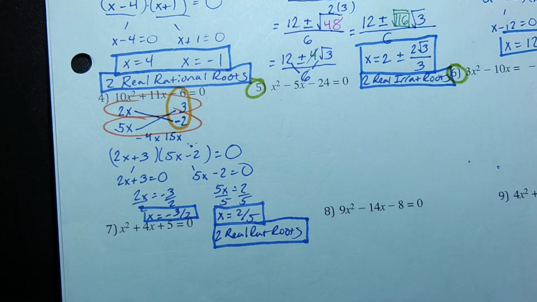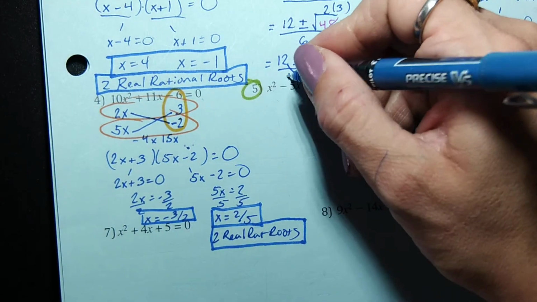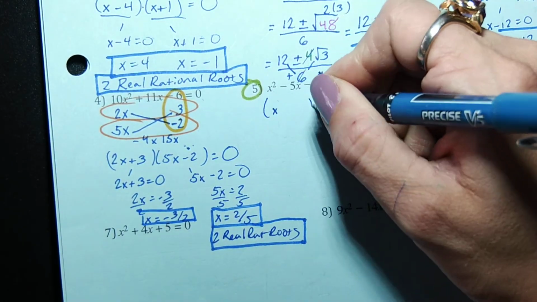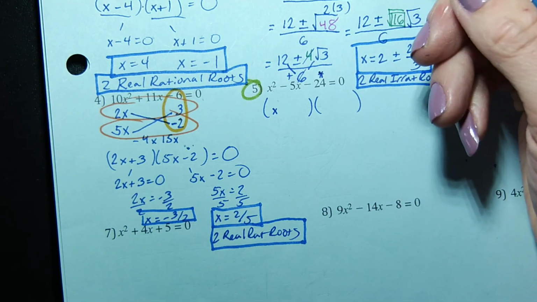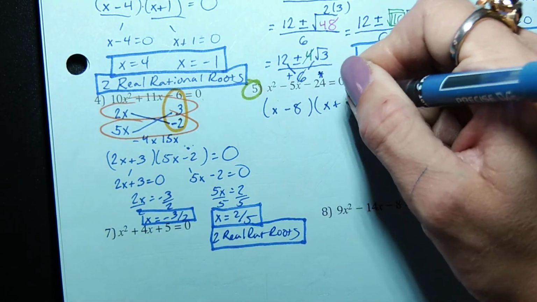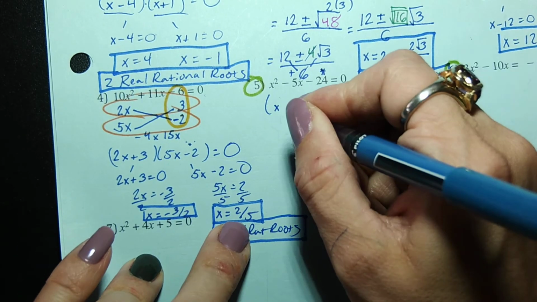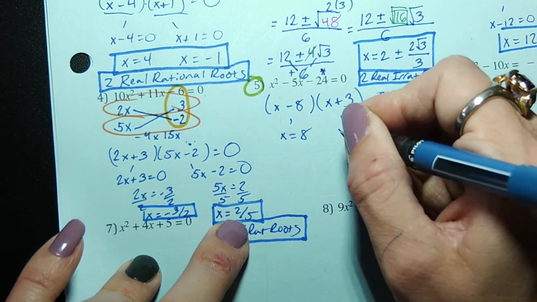So how are we doing on number 5? Factorable or not? Yeah, product of negative 24, sum of negative 5. What are my two numbers? Negative 8 and positive 3. You're right. And so set each of those factors equal to 0. And x is equal to 8 and negative 3.